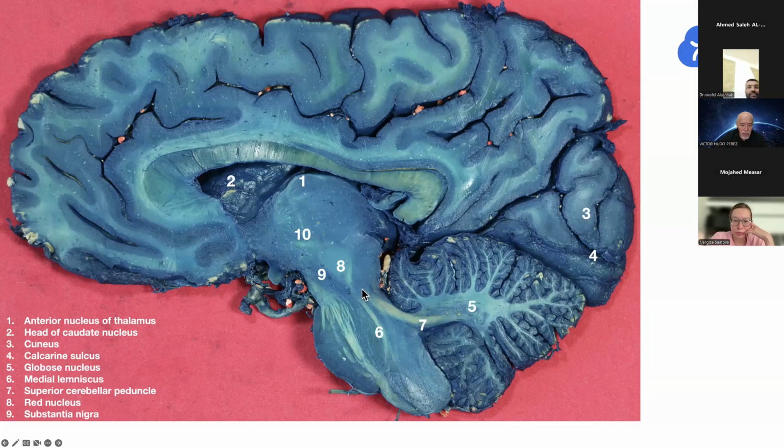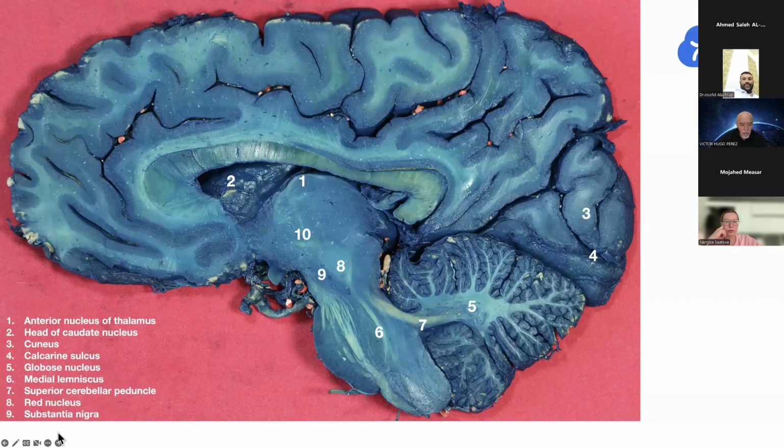This is a very interesting picture in which we can see the medial lemniscus. We can differentiate these white fibers with this Mulligan staining. The red nucleus with the number 8 is in the midbrain, and substantia nigra with the number 9. Let's go to the next slide.